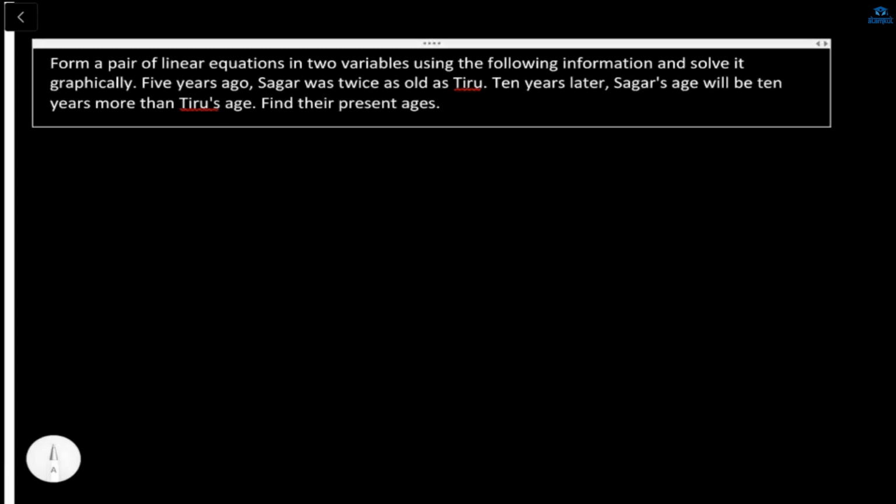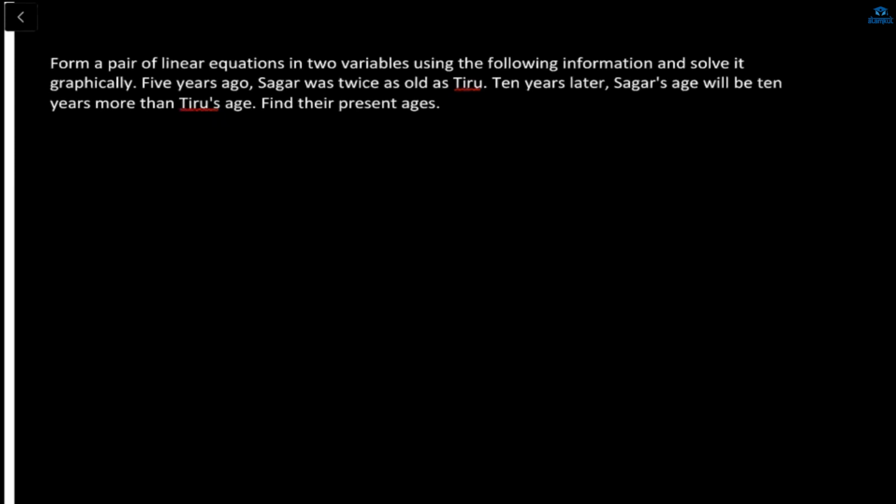See this question. Form a pair of linear equations in two variables using the following information and solve it graphically. Five years ago, so first you have to form an equation set. It is given that 5 years ago Sagar was twice as old as Piru.